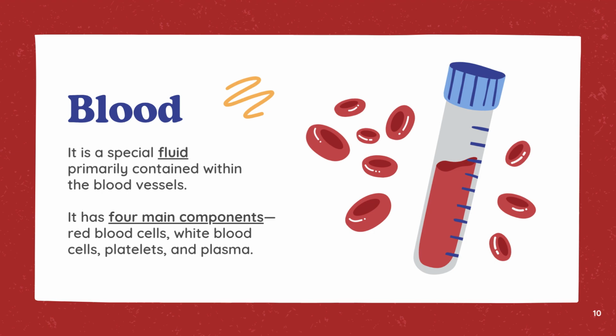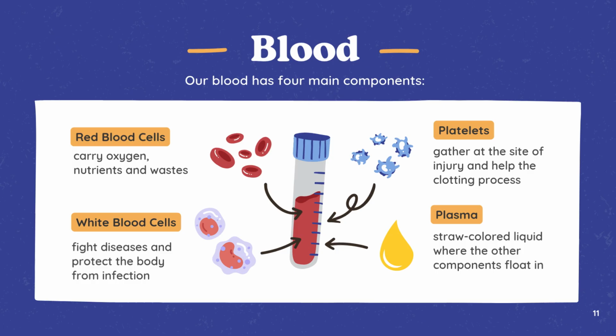Blood. It is a special fluid primarily contained within the blood vessels. It has four main components: red blood cells, white blood cells, platelets, and plasma. Red blood cells carry oxygen, nutrients, and waste. White blood cells fight diseases and protect the body from infection. Platelets gather at the site of the injury and help the clotting process. Plasma. Straw-colored liquid where the other components float in it.